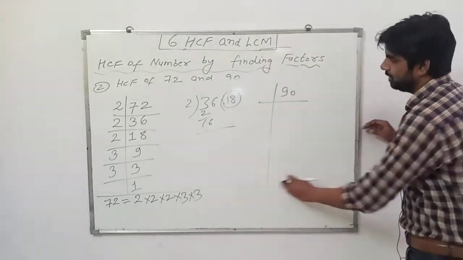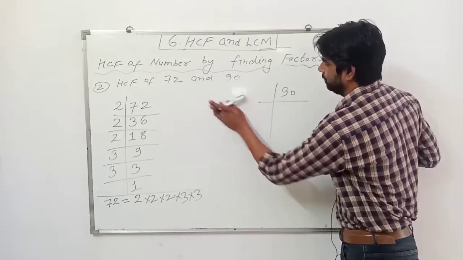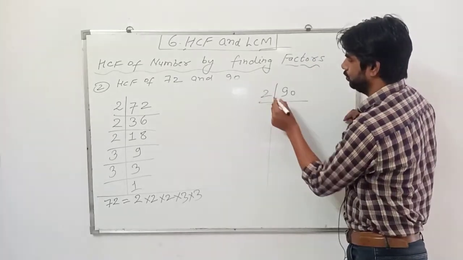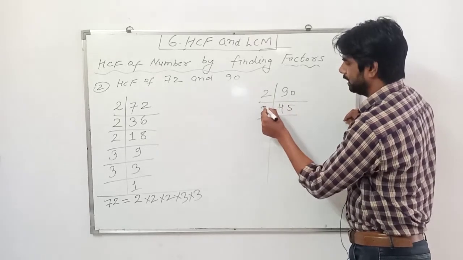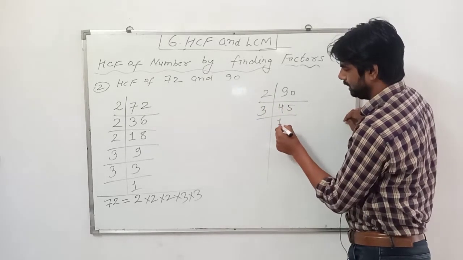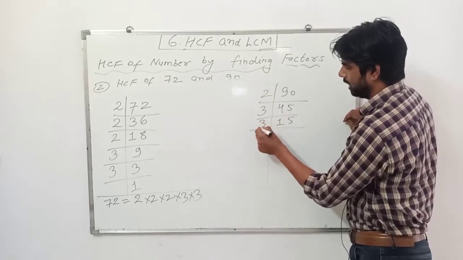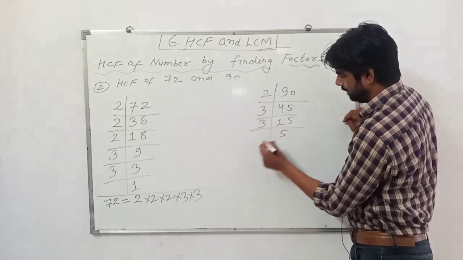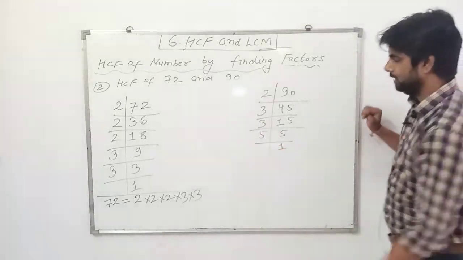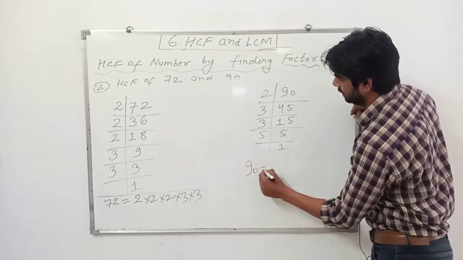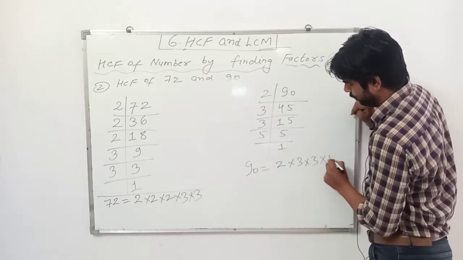In the same way, we can write 90 as a product by dividing 90 by small numbers. 2 4s are 8, 2 5s are 10. Now 45, so we can divide it by 3. 3 1s are 3 and 3 5s are 15, meaning 3 15s are 45. Now 3 5s are 15 and 5 1s are 5. So we can write 90 as 2 into 3 into 3 into 5.